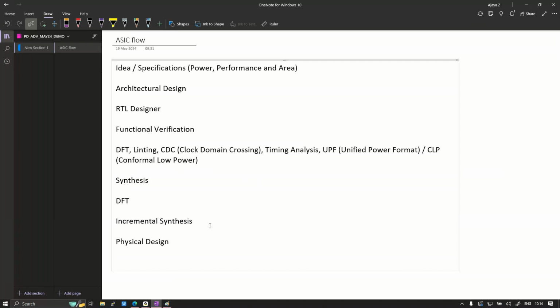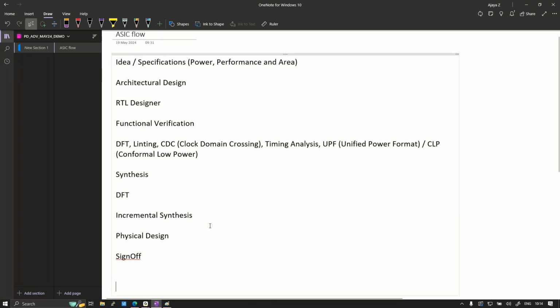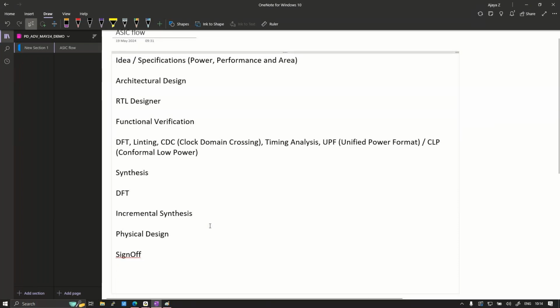And after that, we have the sign off stage, where we are going to be verifying all that we have done so far. That is going to be verified in this particular sign off stage. Okay, and after that, I've verified all that particular task. We will discuss what verifications we have. Once that verification is done, I'll pass that GDS file to the foundry people. So my IC will be fabricated.